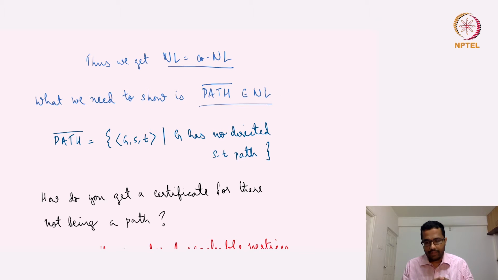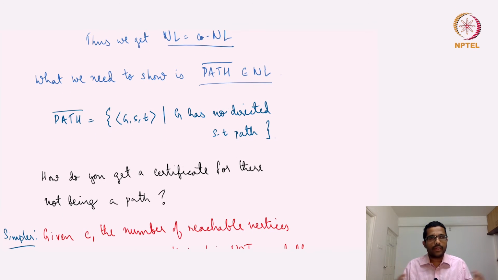So when I say path complement, I am only talking about inputs in the correct form GST, and since path contains all the GST such that there is an ST path in G, path complement contains all the GST such that there is no ST path in G. Okay. So now to show that path complement is in NL, we want an NL machine to show that there is no path, right? So in a way you want an NL verifiable certificate, just like we had certificates in NP. Now we want an NL verifiable certificate that shows that there is no path from S to T.